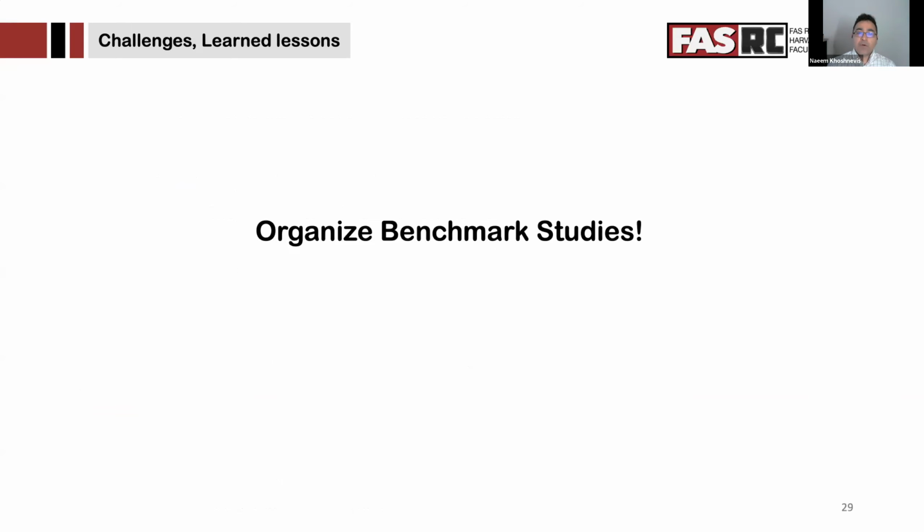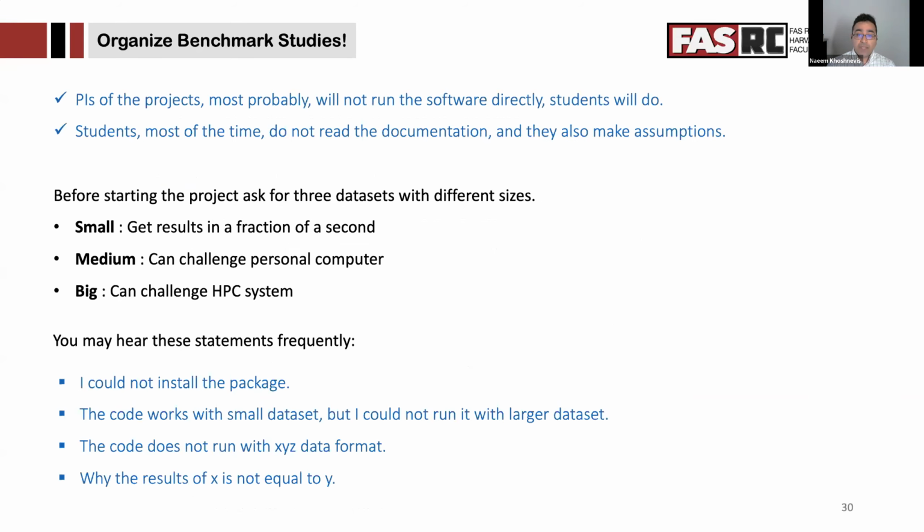The other lesson is organizing benchmark studies. Most of the time, PIs of the project will not run the software directly, and students will do it. And students most of the time do not read the documentation, and they also make assumptions. So it's good to have a couple of data sets before starting the project. Small data sets can be used inside the package for examples. Medium-sized data sets can be used for challenging a personal computer, and big data sets can be used for challenging HPC systems.